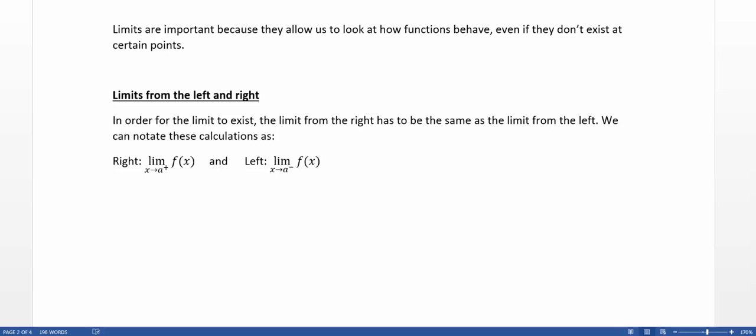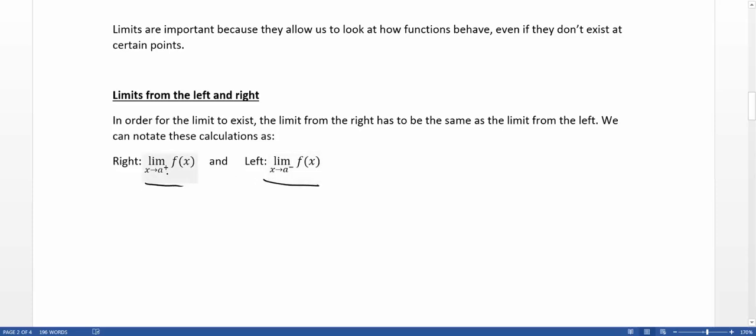We also said that we need to look at the limit from the left and the right when we looked at our graphs. So there's some notation that goes along with this important point. In order for a limit to exist, the limit from the left has to be the same as the limit from the right. And when we do these particular calculations, which we'll see how we do algebraically, they have slightly different notation than our regular limit.